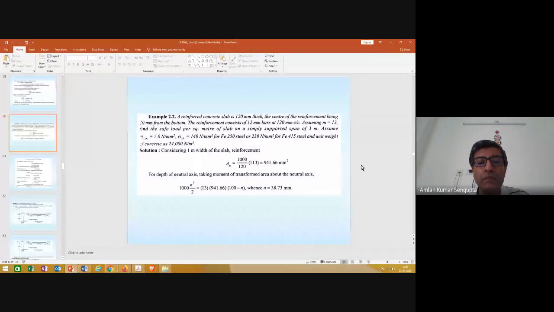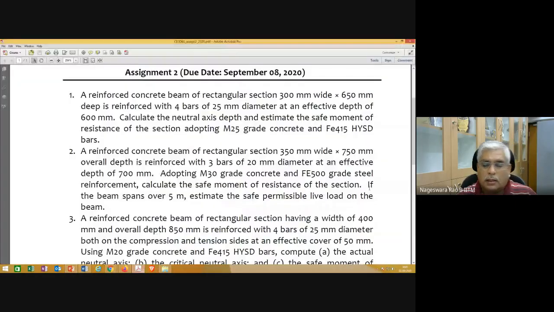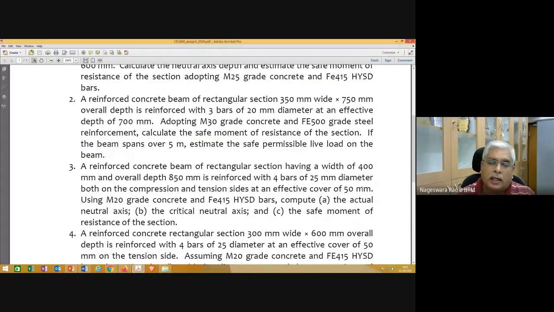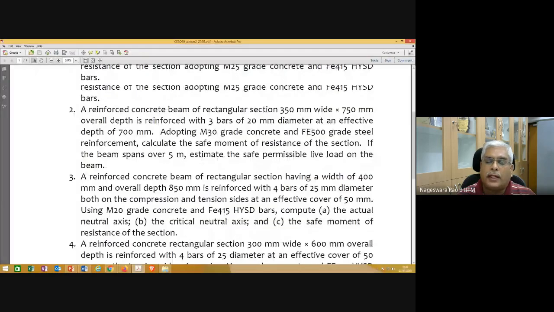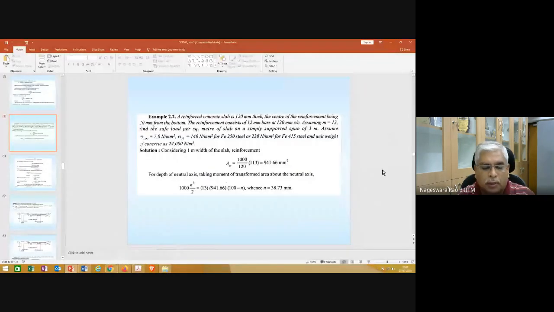Okay. Any questions from the assignment? Have you started attempting problems 1, 2, and 4? If you have not done so, it is too late. You need to start doing it. In today's class, we'll be covering other types of analysis, like T-beam analysis, T section, as well as doubly reinforced rectangular section. And any questions?